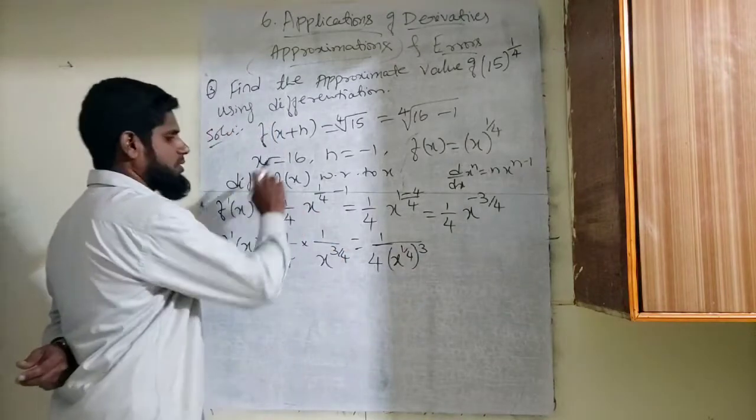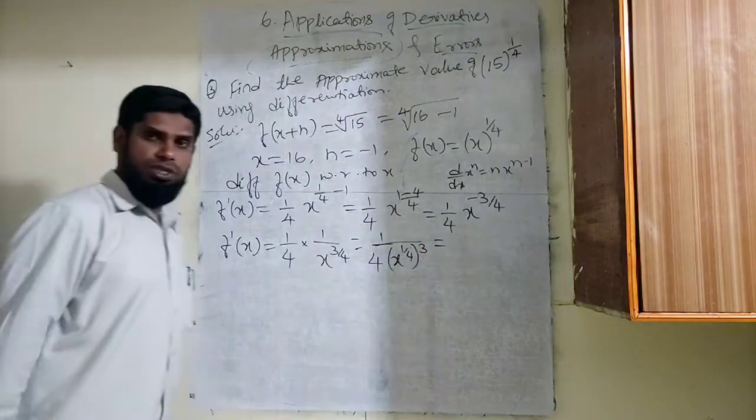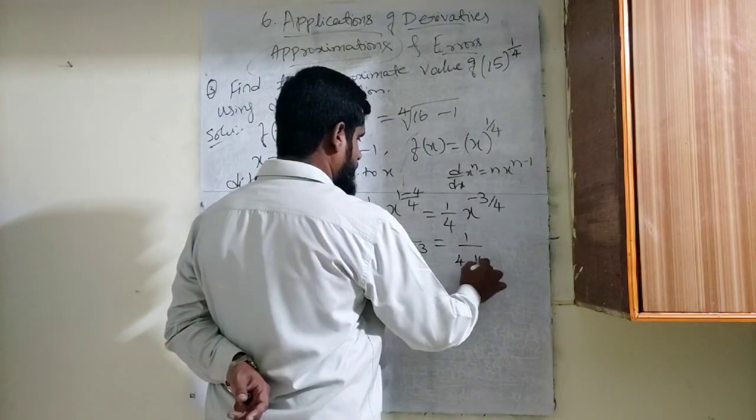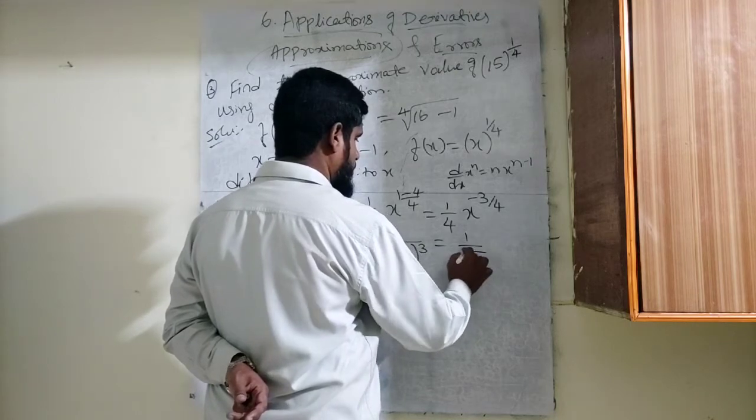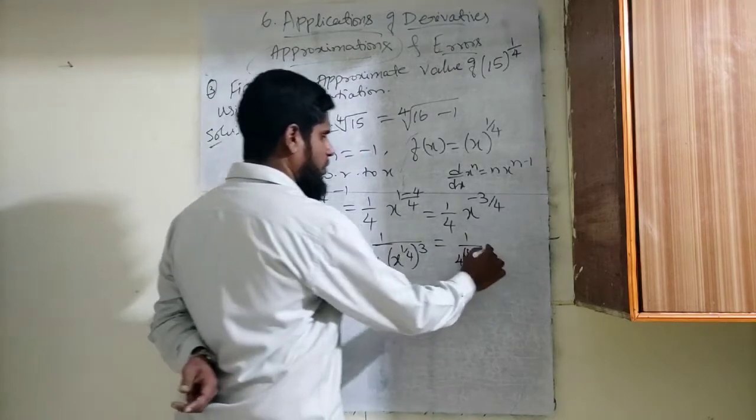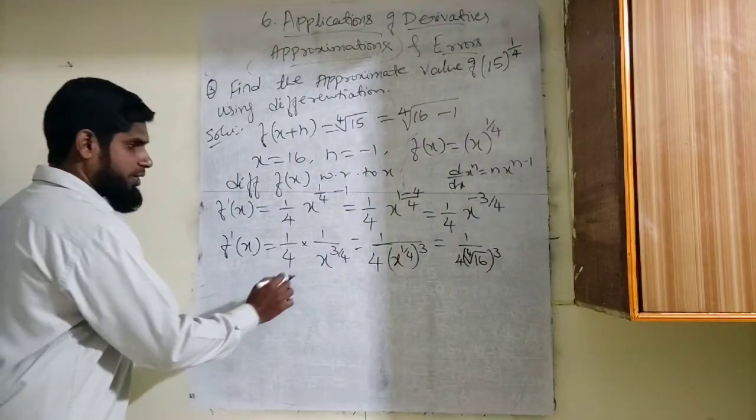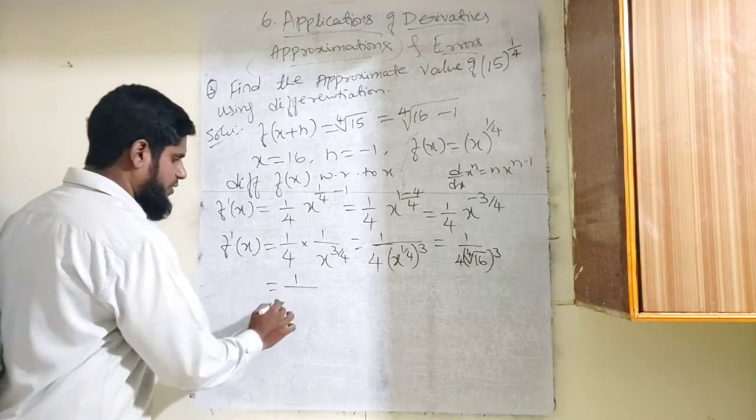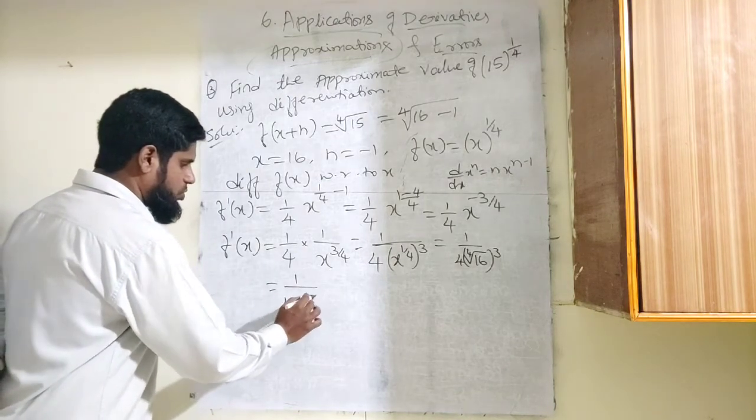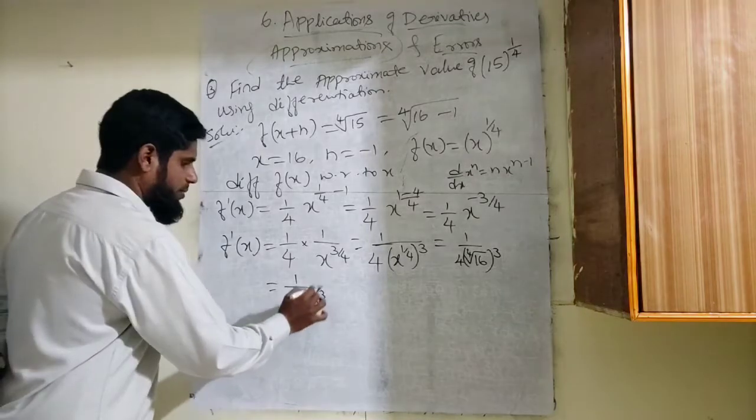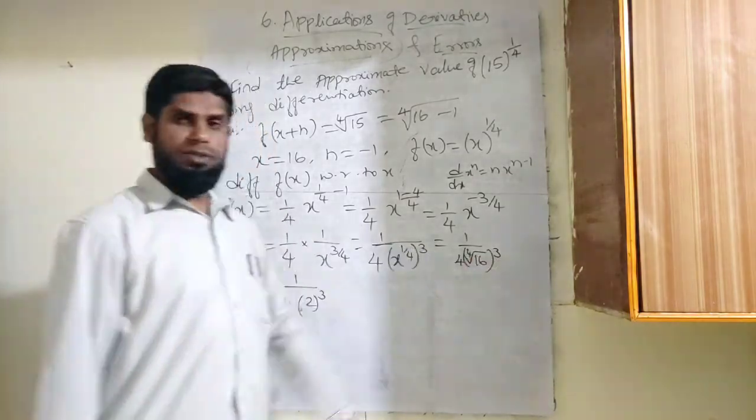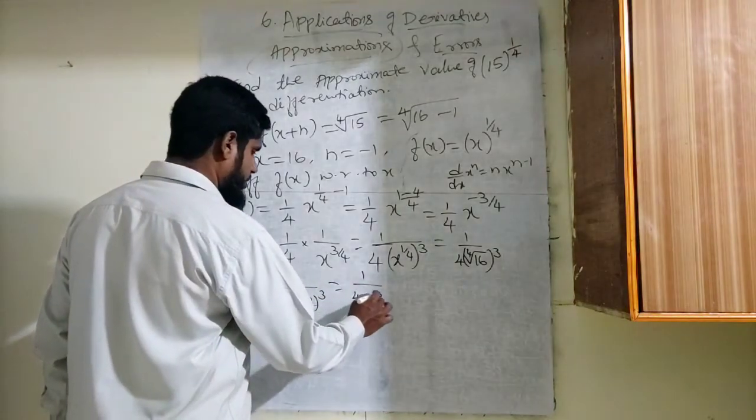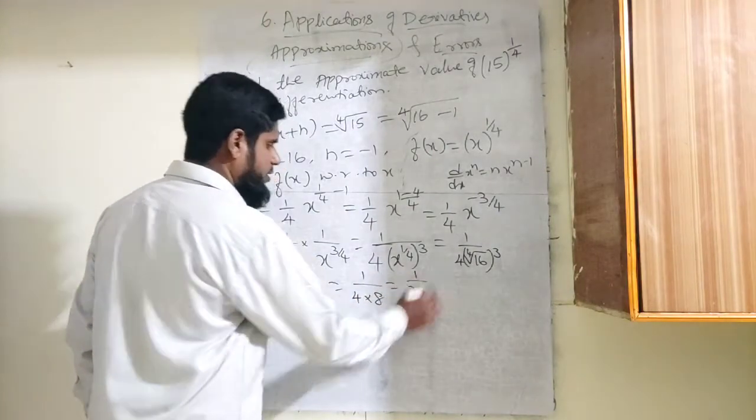And let me substitute x is 16 here. At x is equal to 16, what happens? 1 by 4 into the 4th root of 16, whole cube. So how much is it? The 4th root of 16 is how much? 2. So 1 divided by 4 into 2, actually this 2 has a cube here. 2 cube is 8. So 1 by 4 into 8. So finally it is 1 by 32.